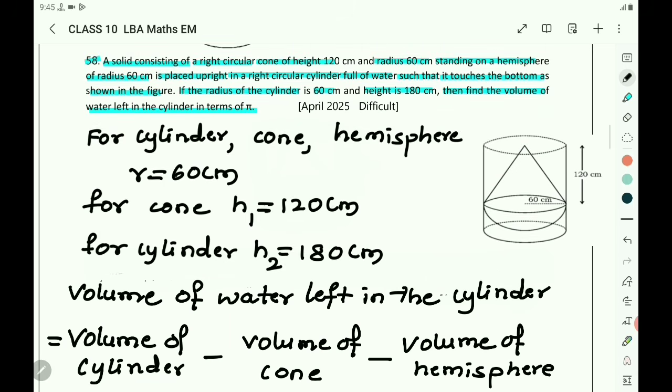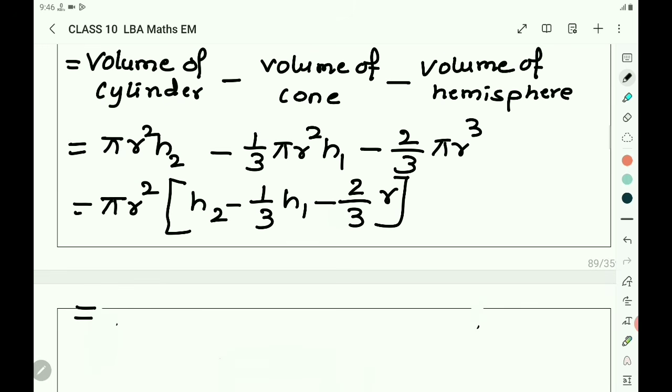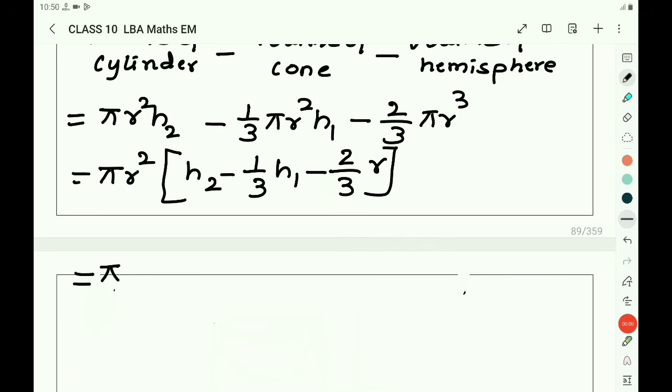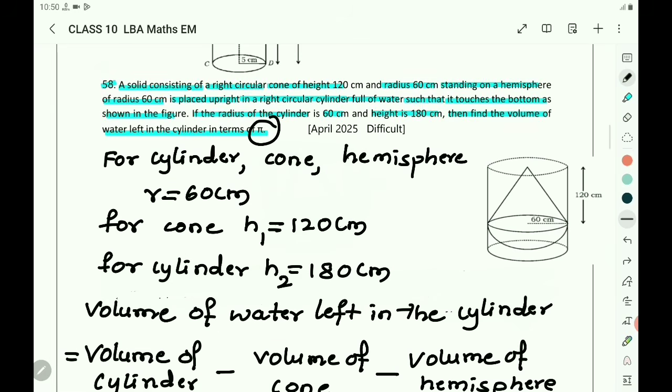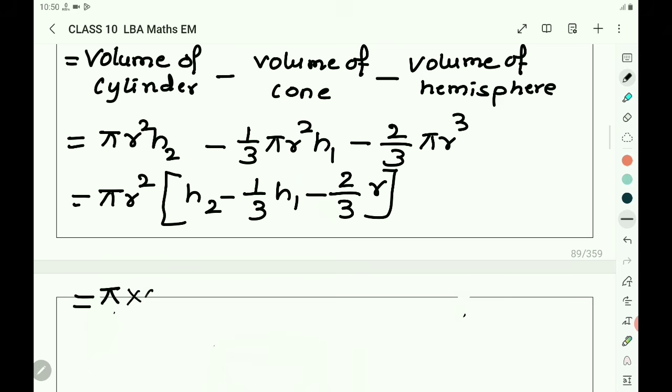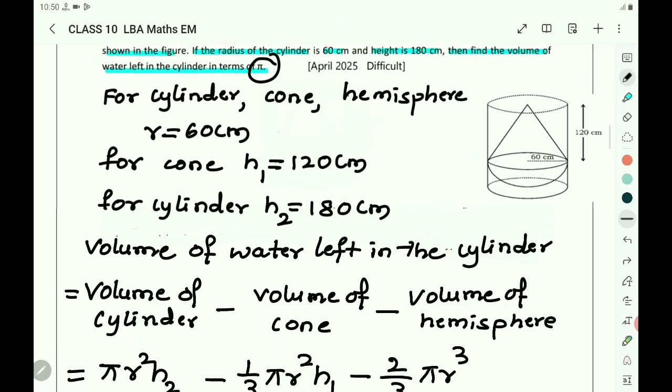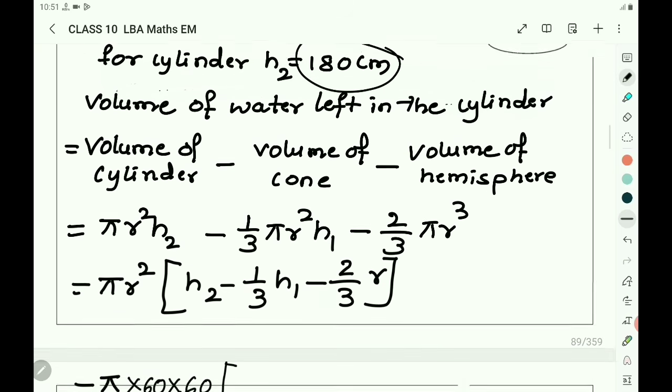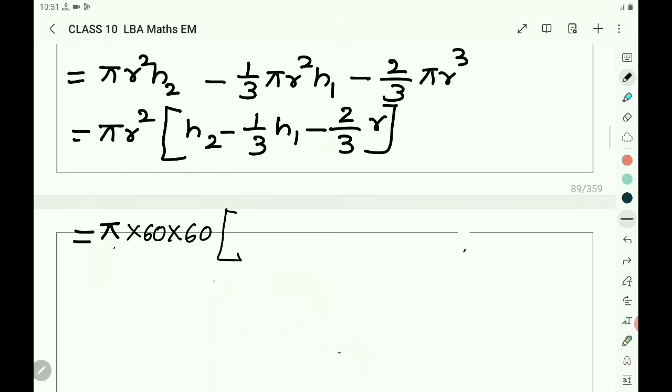Now you substitute. Here we have to find the volume in terms of pi. So write pi as it is, don't substitute the value of pi. Write pi r square. R square is R into R. R equals 60 centimeter. Write into 60 into 60. H2 is the height of the cylinder. H2 equals 180 centimeter.